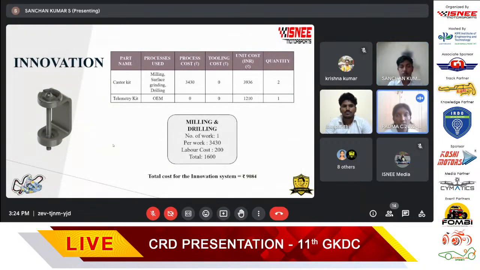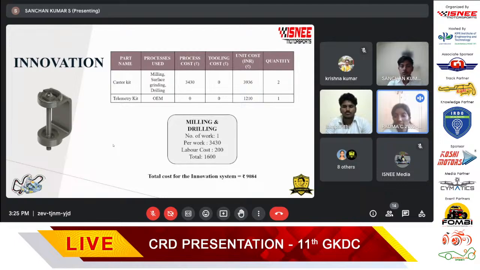Moving on to innovation from our side, the two basic parts are caster kit and telemetry. Caster kit is majorly used for the steering subsystem, where the processes used are milling, surface grinding, and drilling. Of the cost 3,936, which includes the fasteners cost. The cost of caster kit goes so high because of the use of aluminium, for which the machining cost is comparatively higher.